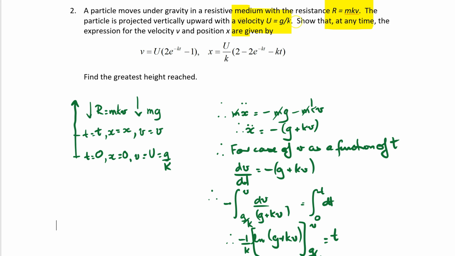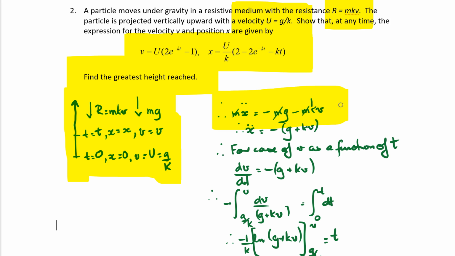It's projected upwards with an initial velocity u equals g on k, and we have to essentially find the equation for velocity and displacement in terms of, as we can see, time. We also need to find the greatest height reached. So, our initial picture, our two forces acting downwards are these, our initial conditions down here, and sometime later they will be displacement, time and velocity values.